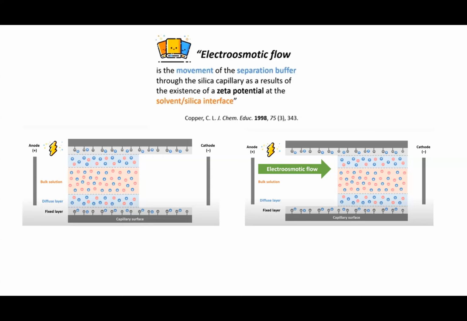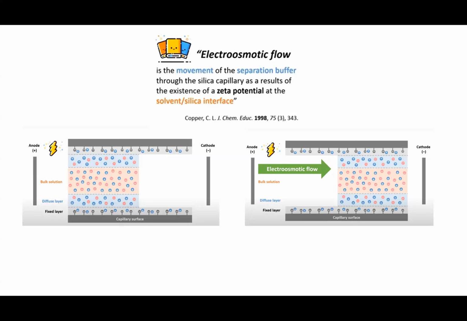And they form the fixed layer of adsorbed cations. And then above this fixed layer, you have a diffuse layer. That's where the cation concentration is higher than the anion concentration, because the negatively charged capillary can attract more cations from the buffer solution. And then above the diffuse layer, in the center of the capillary, you have the bulk solution, and that's where the cation concentration is the same as the anion.